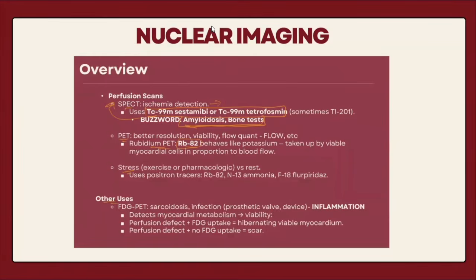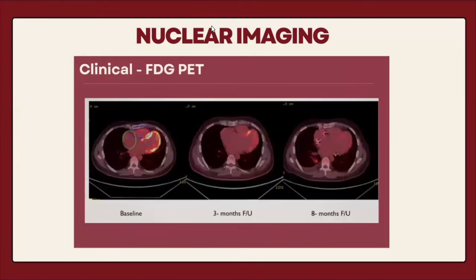And then you have other tests like FDG PET. This is mostly used to look for inflammation in the tissue. This will again look at the metabolism of the myocardial cells. It'll also look at their viability through this. If you notice any perfusion defects, that's a big one. We'll come to this. This is something your doctor highlighted too in the slides. That's overall. So we have SPECT, PET, FDG PET.